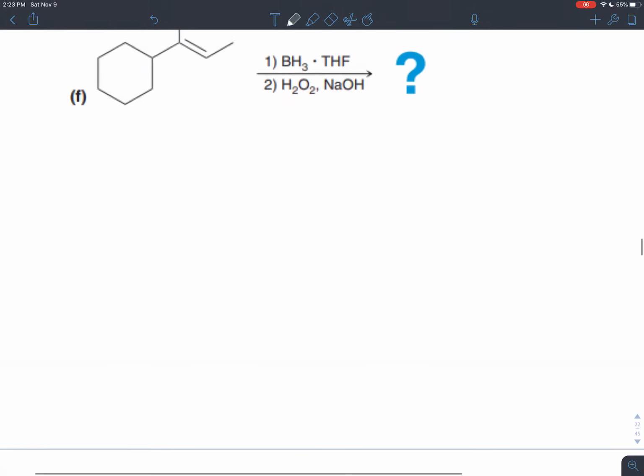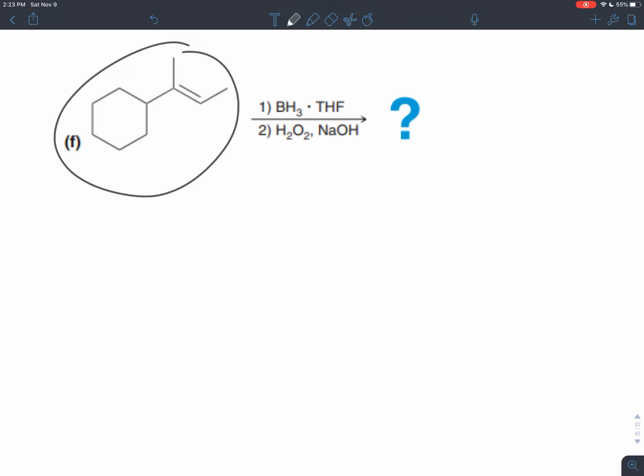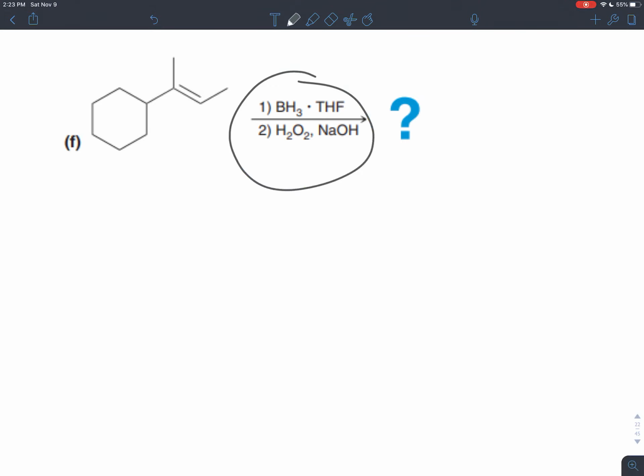Okay, so let's do F. In F, you see an alkene, and that means addition reaction. You're going to use those pi electrons to add something onto the molecule. What are you going to add? You look at the recipe. You see borane stabilized by tetrahydrofuran, followed in a separate step by hydrogen peroxide and sodium hydroxide. That means you're going to add a hydrogen and boron, so hydroboration, and then replace the boron with an OH, with an oxygen, so oxidation.